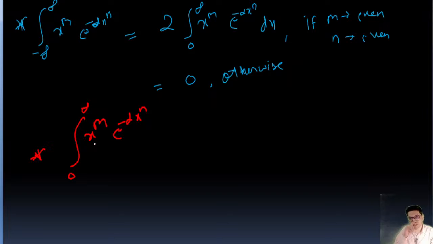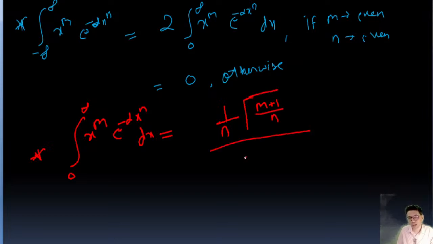The integration from 0 to infinity of x to the power m e to the power minus alpha x to the power n, where m and n are both even. Okay, this value is going to be 1 upon n, gamma of (m plus 1) upon n, divided by alpha to the power (m plus 1) upon n.